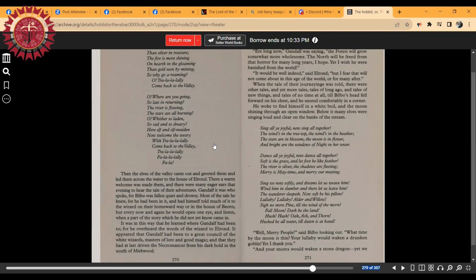Oh, where are you going so late in returning? The river is flowing, the stars are all burning. Oh, whither so laden, so sad and so dreary? Here elf and elf maiden now welcome the weary. With tra-la-la-lally, come back to the valley. Tra-la-la-lally, fa-la-la-lally, fa-la.